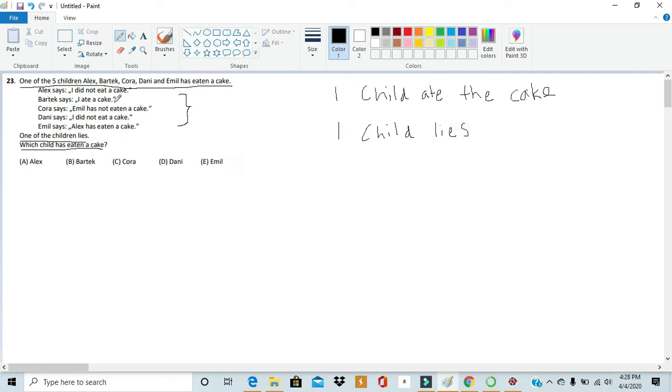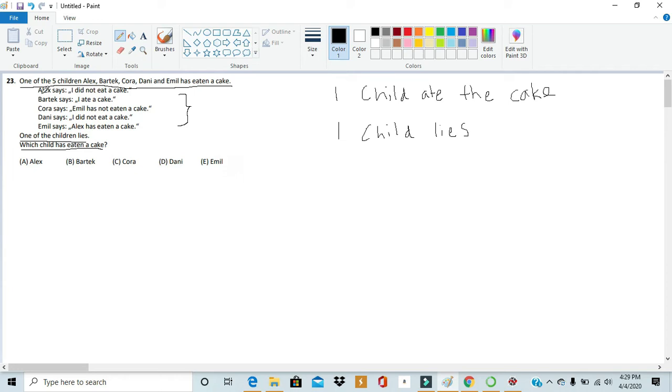So now, with these 2 facts, one of the children ate the cake, meaning that if one child ate the cake, none of the 4 others could also eat the cake. And one child lies, meaning that everyone else is telling the truth. We go down each of the cases by assigning one child to be the liar and seeing if these 2 criteria are matched. So let's start.